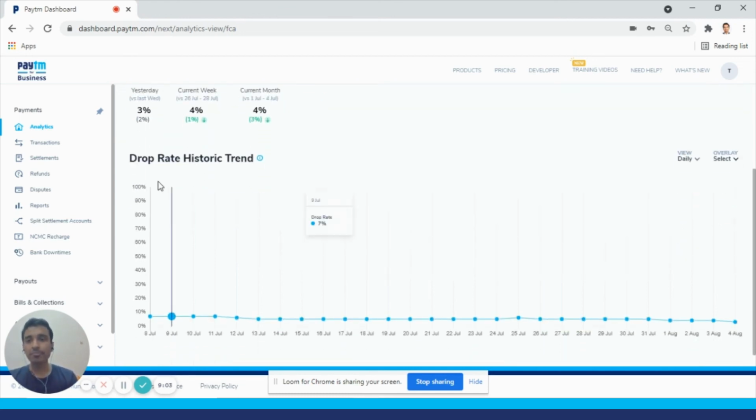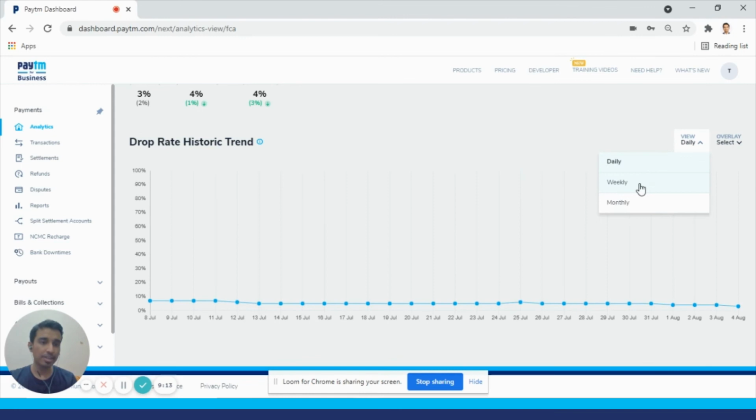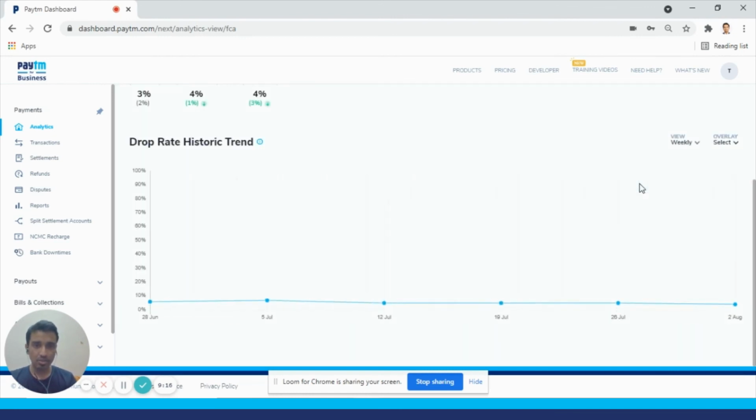What we've also done is provided you a drop rate historic trend. So essentially, by changing this view, you can see how your drop rates have changed on a daily, monthly or weekly level. So let's say I changed it to a weekly level. You'll be able to see how your drop rates have changed on a weekly basis in the prior time periods. So that's all that we are trying to figure out using our payment source analytics.